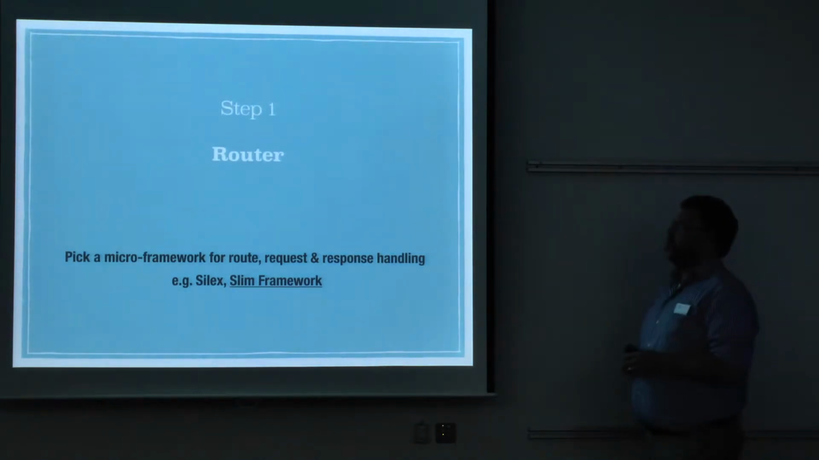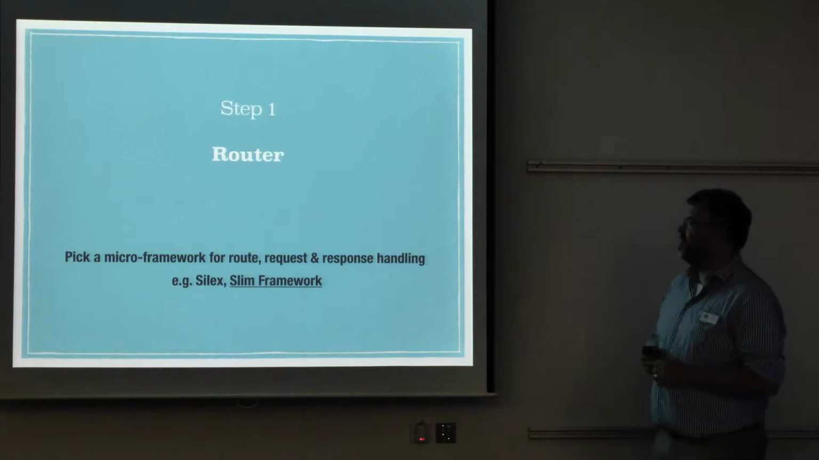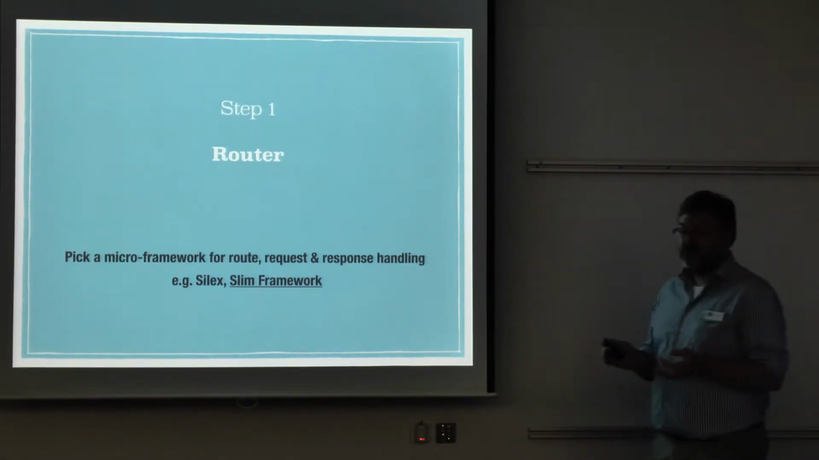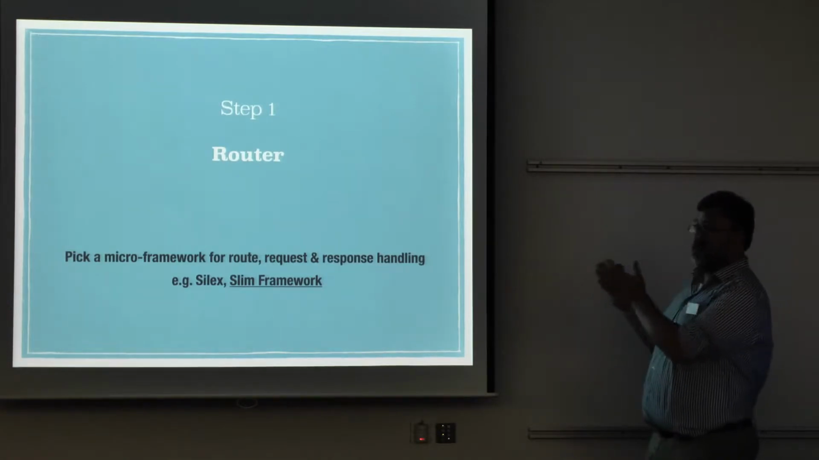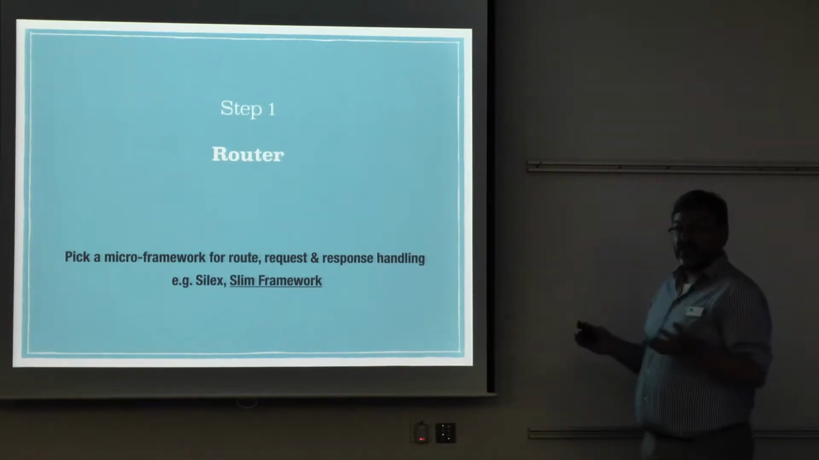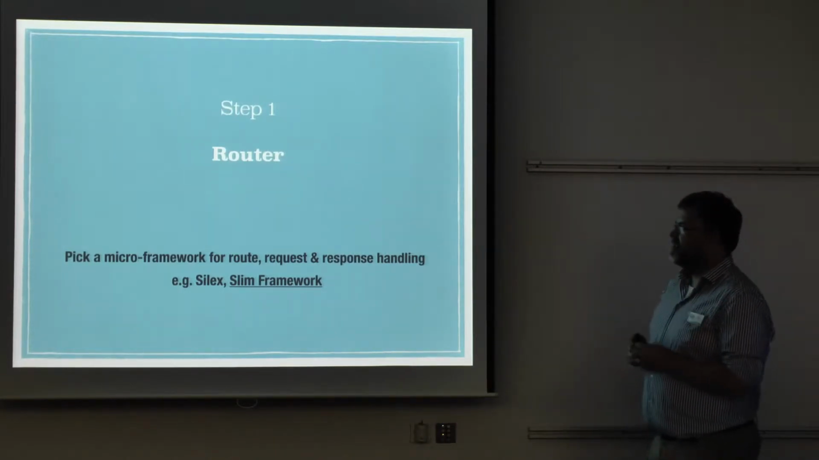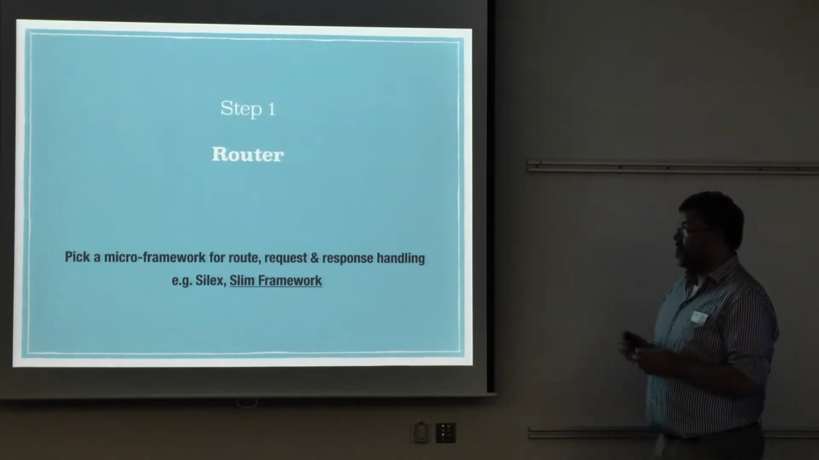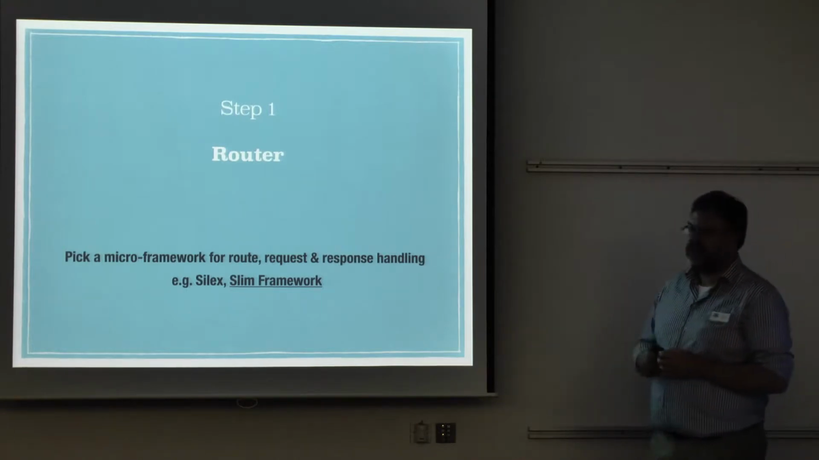So first part, step one is a router. You pick a micro framework, and this is for routing. So this handles the request and the response. If someone asks for /about-us, it takes the about us bit, sends it to your code, and works out what to do with it. There are a number of small routers that are standalone and you can build on. One of them is Silex, which the Symfony framework is based on. The other one is Slim framework, which is a really small one. You can see it underlined there. That's the one we chose.